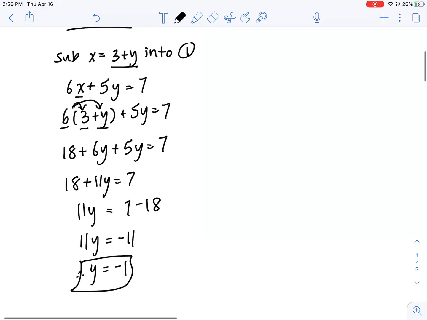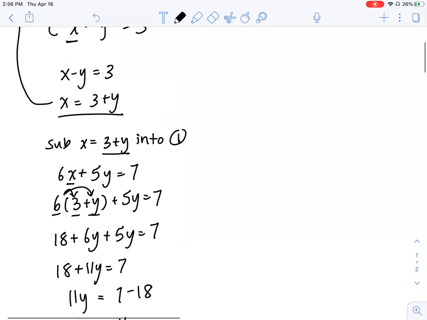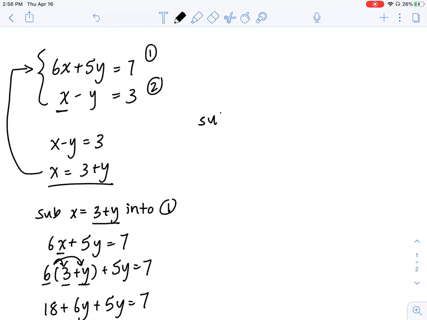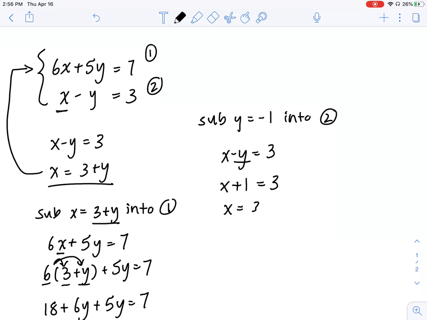Now that I have that, I can plug that back into equation 2. So sub y equals minus 1 into 2. x minus y equals 3. Instead of y, I'm going to put negative 1. So x minus minus 1 becomes x plus 1 equals 3. x equals 3 minus 1. x equals 2.